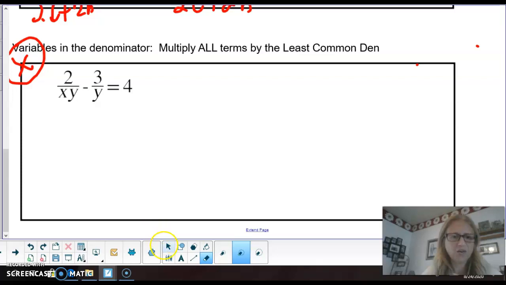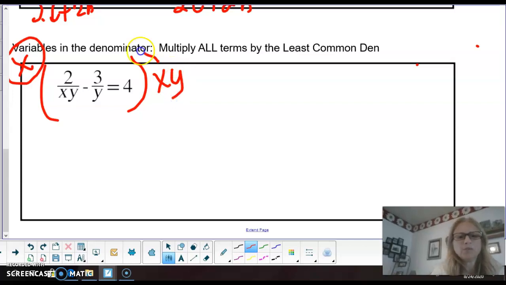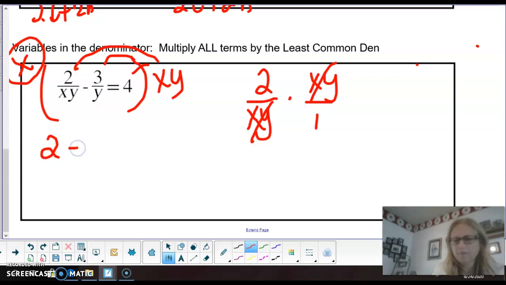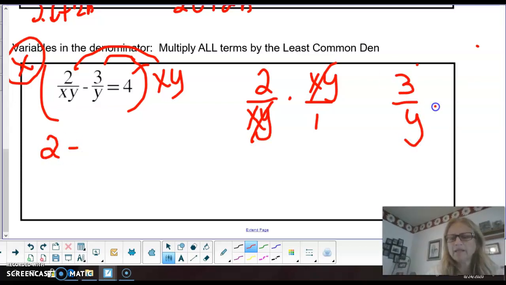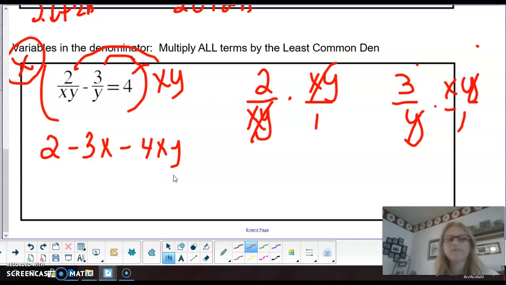All right, so what's the least common denominator of x, y, and y? Well, it's xy, and we're going to multiply that by every term. That's important. Don't forget that 4. You don't have to do this, but I'll show you what happens. If I multiply the first term by xy over 1, they cancel out, and I'm left with 2. Minus, when I have 3 over y times xy over 1, the y's cancel out, and I'm left with 3x minus, there's nothing to cancel out here, 4xy. Now we got rid of the fractions.